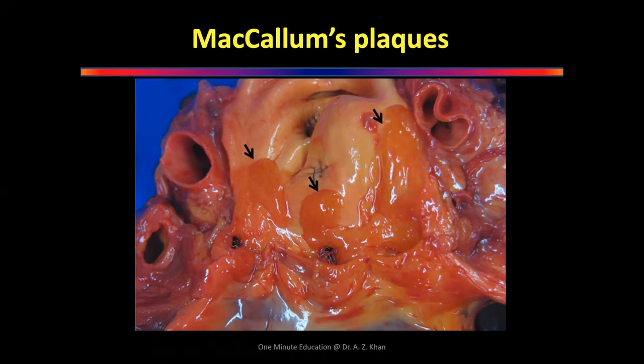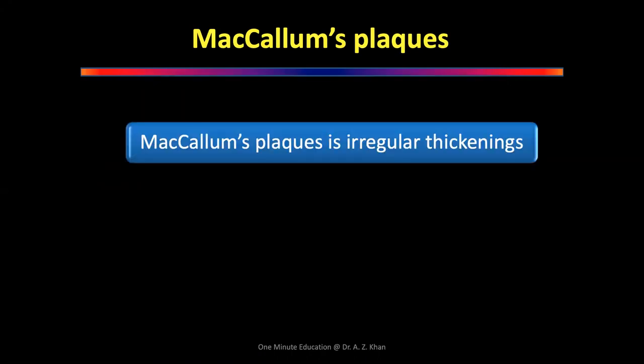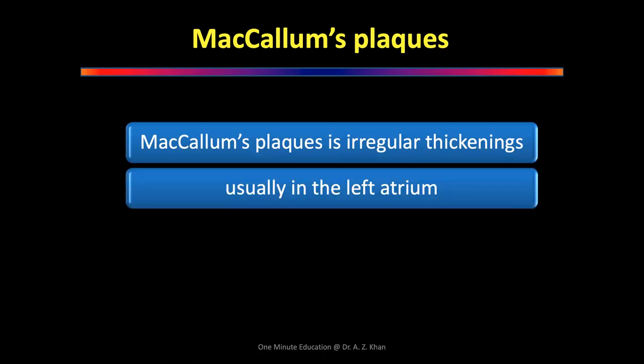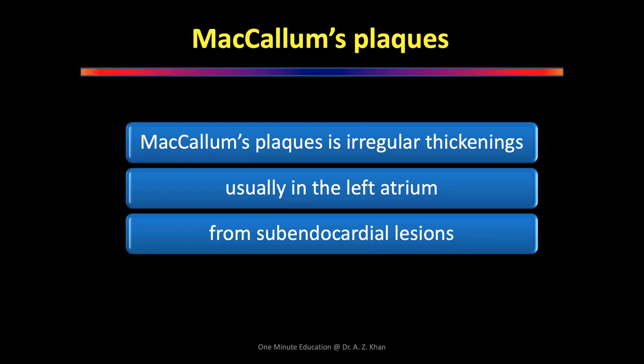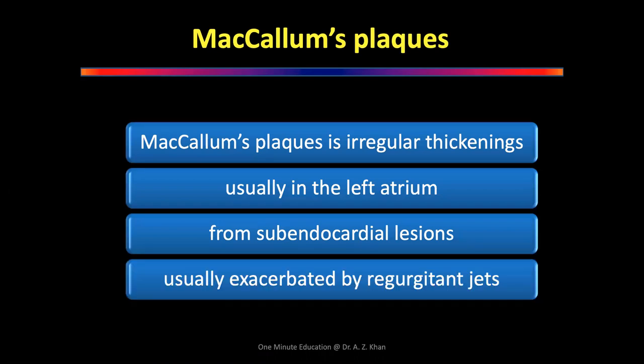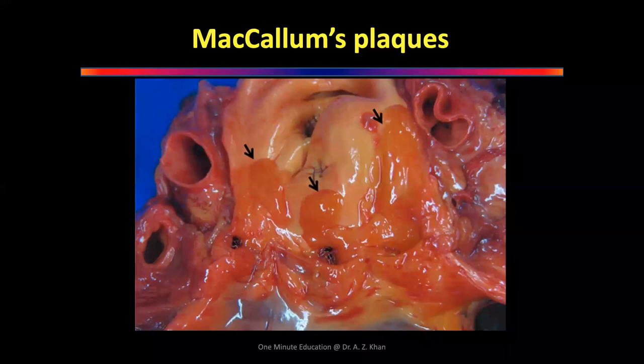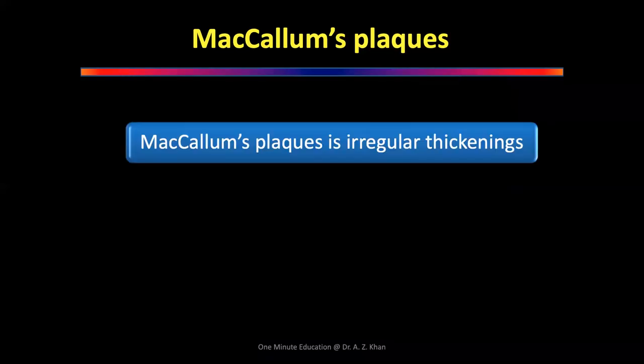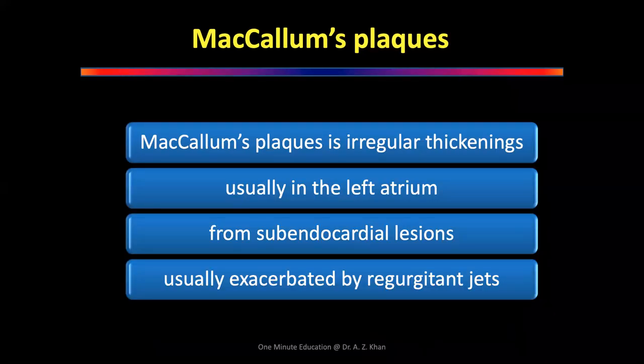Okay, this is called McCallum's plaques, okay? McCallum's plaques are irregular thickenings, usually seen in the left atrium from subendocardial lesions. And usually it is exacerbated by a regurgitant jet. So whenever you have mitral regurgitation, then you get this sort of irregular thickening in the left atrium. The jet causes a pressure effect on the subendothelium of the left atrium, and so this is called McCallum's plaque. Very often when you're doing a mitral valve repair, you will come across these lesions in the left atrium, and you have to identify them. They are called McCallum's plaques.